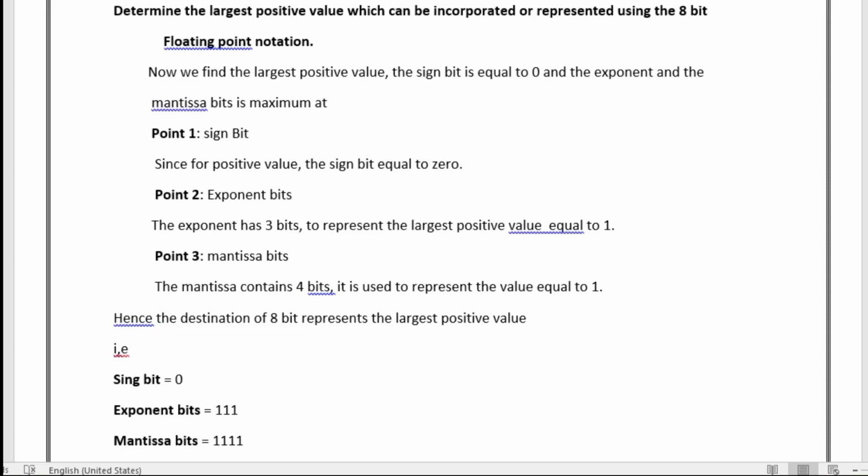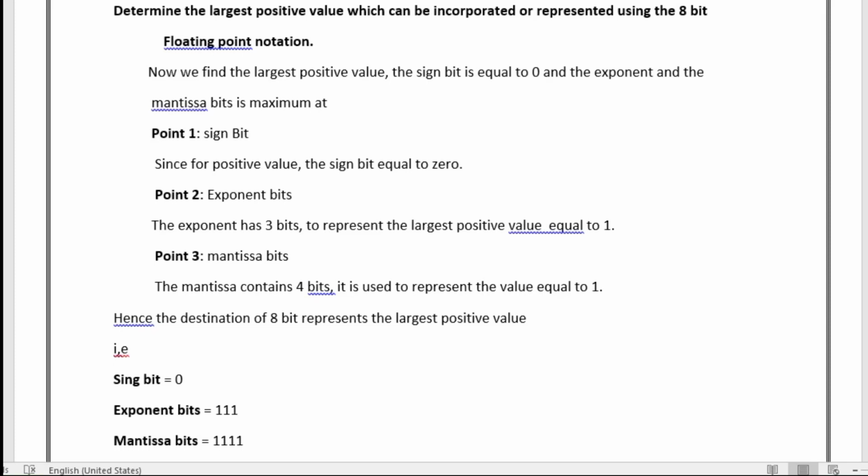In this lecture, I will solve an Introduction to Computing CS 101 question: determine the largest positive value which can be represented using the 8-bit floating point notation. Now we find the largest positive value. The sign bit is equal to 0, and the exponent and mantissa bits are at maximum.